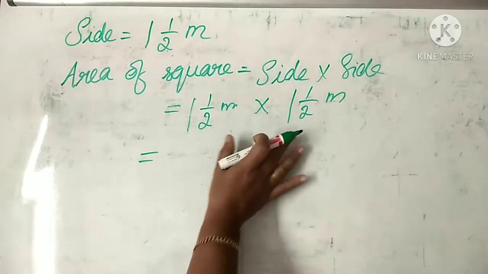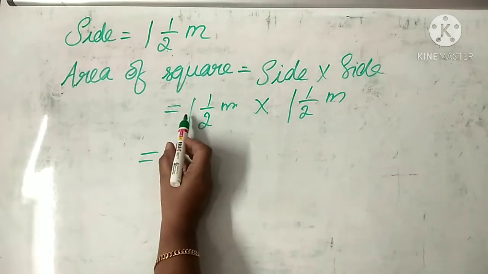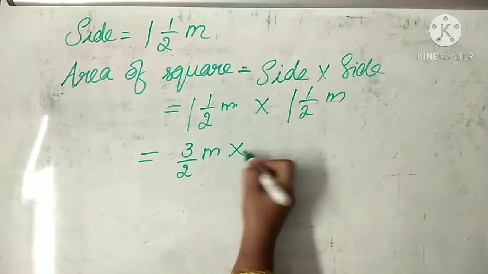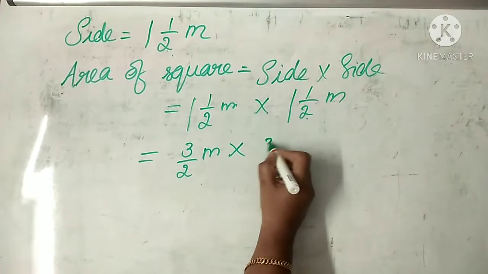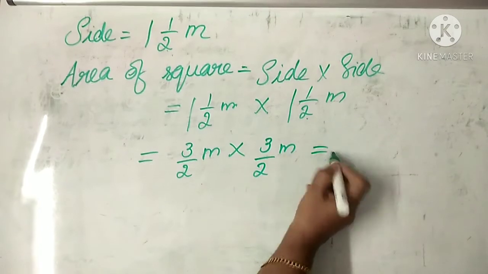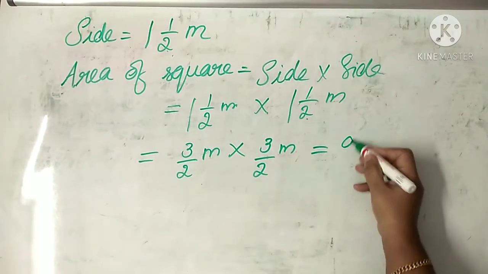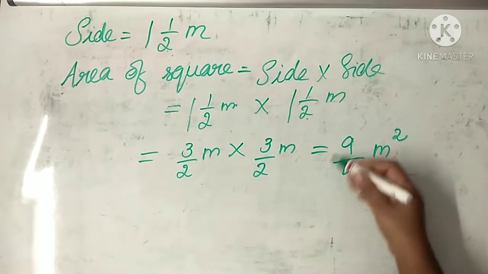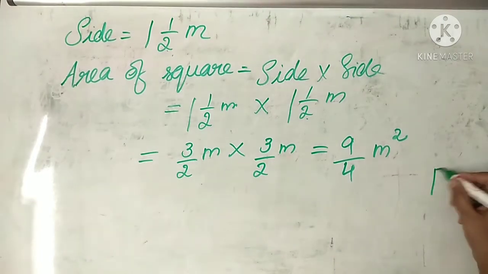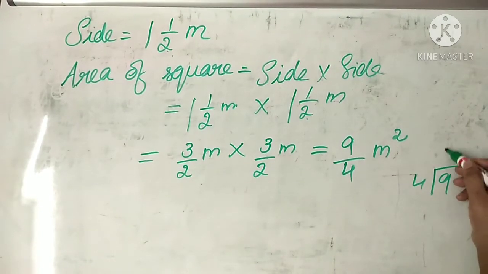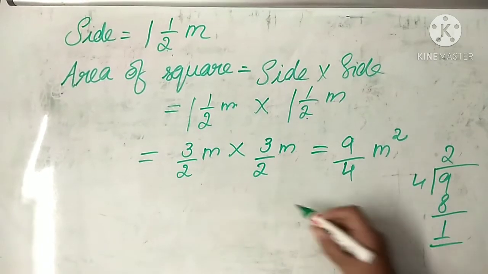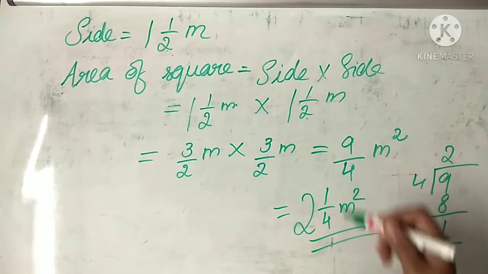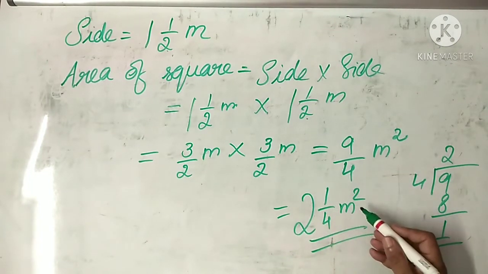First we have to convert it into improper fraction. 1 2s are 2, 2 plus 1 is 3. 3 by 2 meter into 1 2s are 2, 2 plus 1 is 3, 3 by 2 meter. Now we can multiply. 3 3s are 9 by 2 2s are 4 meter square. Now this is an improper fraction, so we can divide and see. When we divide 9 by 4, 2 times 8, balance 1. So answer is 2 1/4 meter square. Area of the square is 2 1/4 meter square.